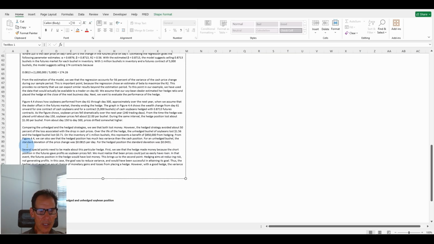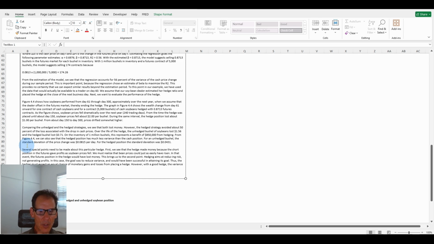Several special points need to be made about this particular hedge. First, we see that the hedge made money because the short position in the futures gave profit as soybean prices fell. We must realize that bean prices could just as easily have risen. In that event, the futures position in the hedge would have lost money. This brings us to the second point.